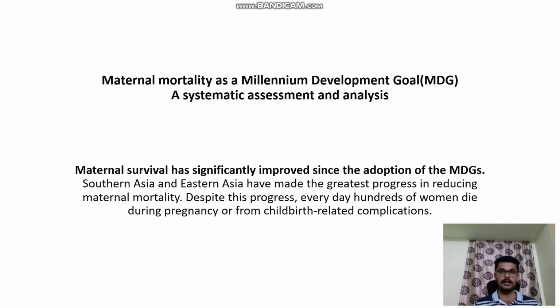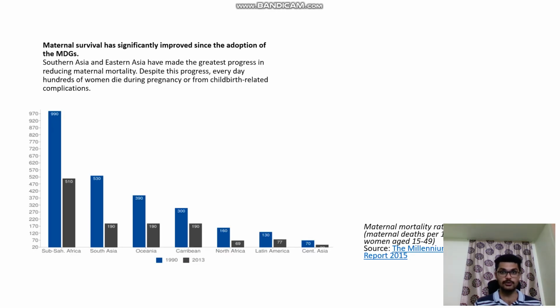This could also be attributed to the unavailability, inaccessibility, or even unaffordability of proper medical health care, which was also an objective in the Millennium Development Goals project. Moving on, here's a chart of the performance of various regions in maternal mortality ratio.